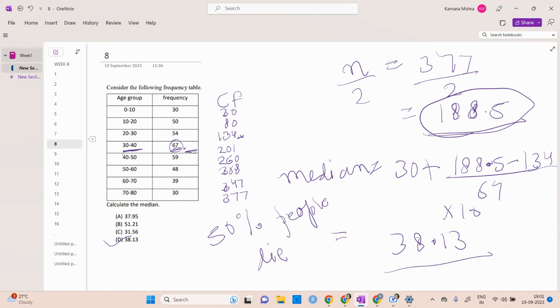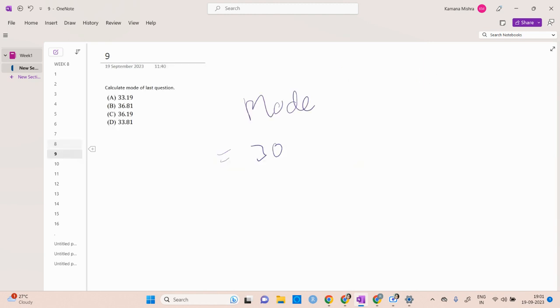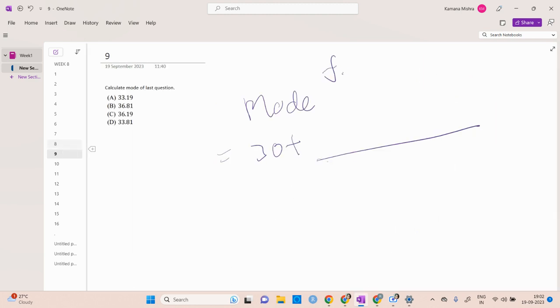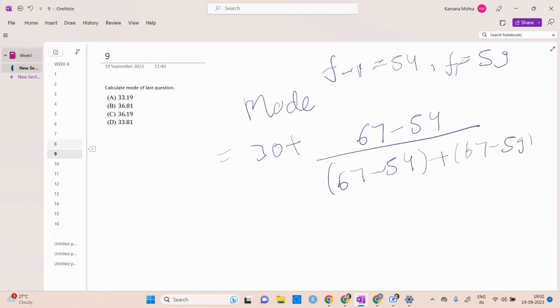So the mode is XL, which is 30, plus X0, which is here 67, and then X0 minus F minus 1, where F minus 1 is 54 and F1 is 59. So we have 67 minus 54 divided by 67 minus 54 plus 67 minus 59, multiplied by the class interval 10. So this is the mode, and the answer will be 26.19.